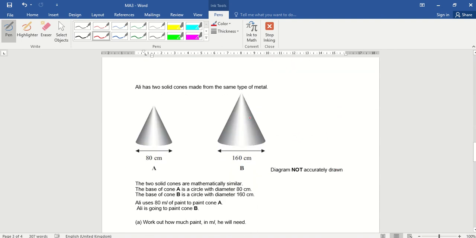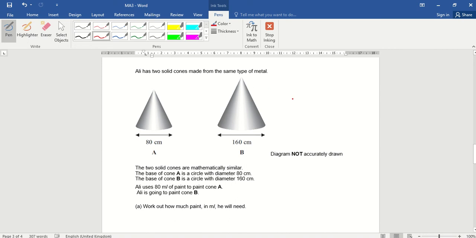Ali has two solid cones made from the same type of metal. The two solid cones are mathematically similar. The base of cone A is a circle diameter 80, the base of cone B is a circle diameter 160. Again, a lot of information. We can see most of that already from the diagram. The most important thing to know is they're mathematically similar. So to get from one to the other, we can use a scale factor.